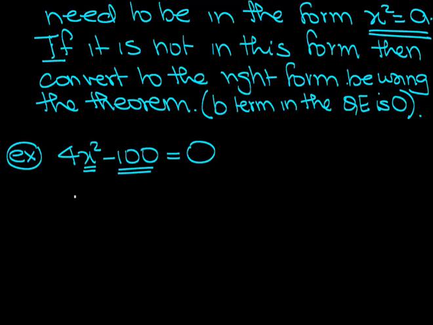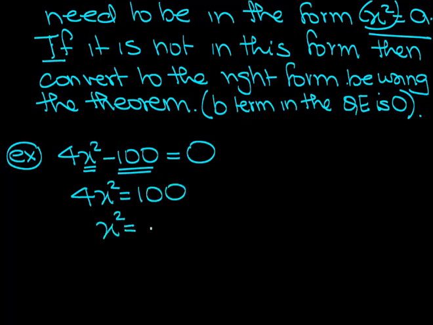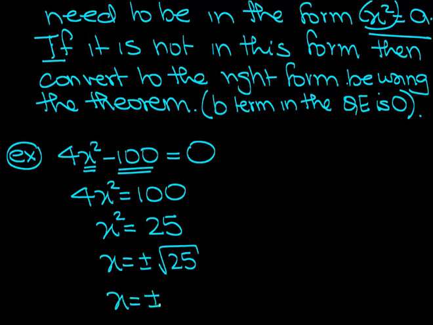So let's use the square root theorem. So the first thing I want to do is get it in this form where you have the variable squared by itself and everything else on the other side. So I'm going to get 4x squared is equal to 100. Move the 100 over, divide both sides by 4, so you get 25. Now I can use the square root theorem that tells me what x must be: plus or minus square root of 25. I take square roots on both sides in essence. So I get x is equal to plus or minus 5. That's how we use the square root theorem.